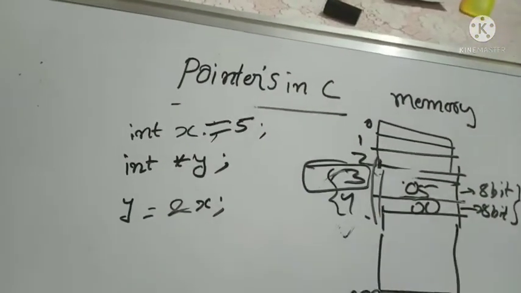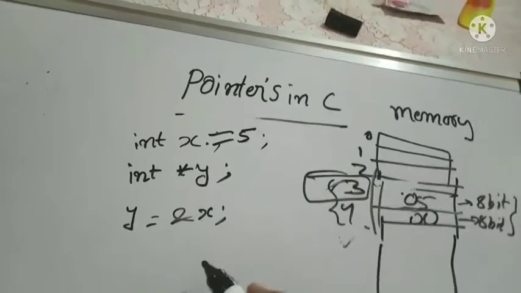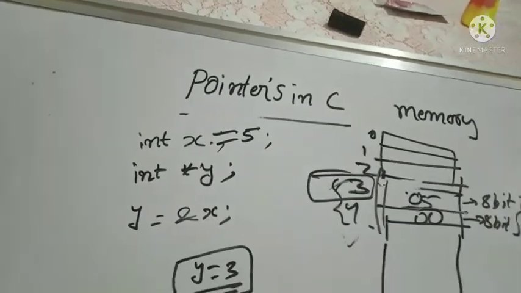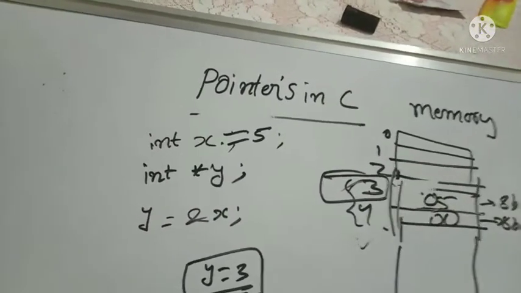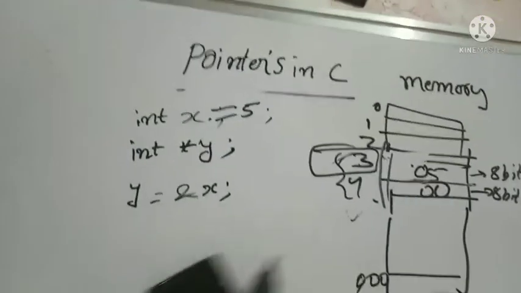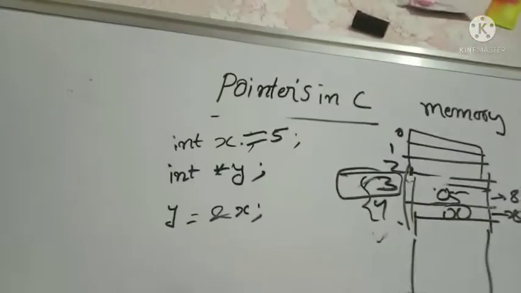In which location is my x stored? It is present in a location called y. So y has a value called 3. It holds the address of the memory location in which our data is present. So there are many advantages of this.